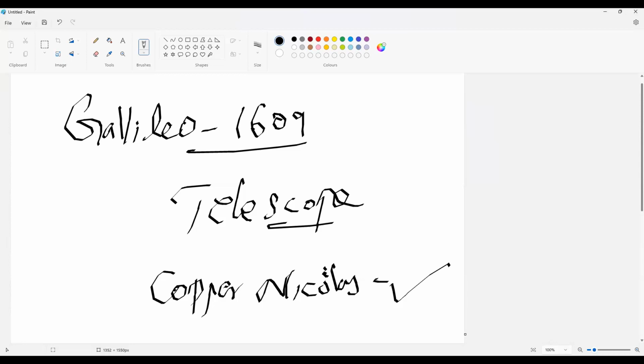Now, I said in the first class of physics that there are three fathers of physics. Who are they? Galileo, Newton, and one more, the very famous and well-known Albert Einstein. So these three people have made major contributions to physics.